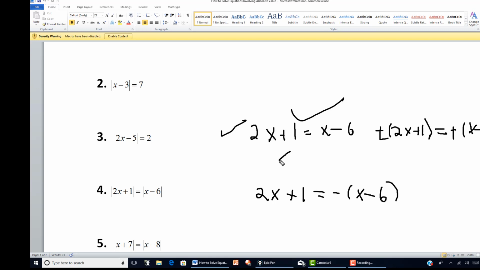Subtracting x from both sides, we get x. Subtracting 1 from both sides, I get a negative 7. So one solution is x equal to negative 7.